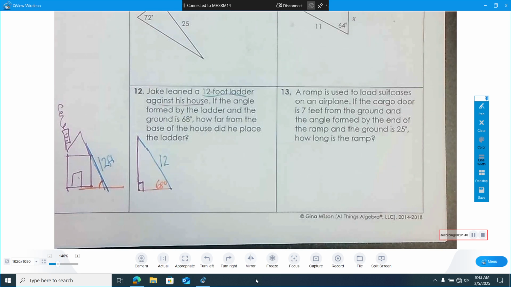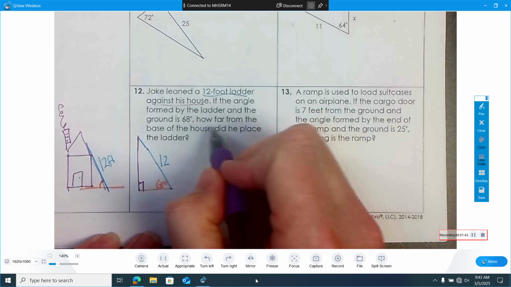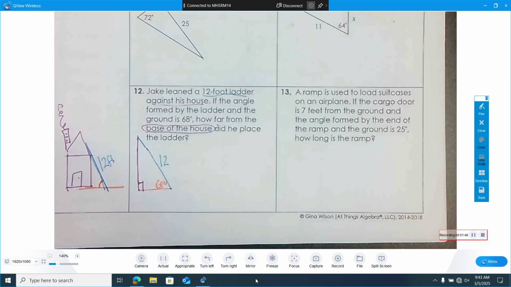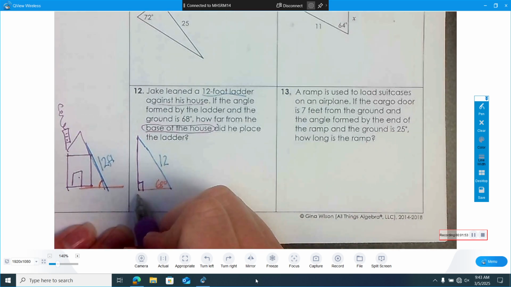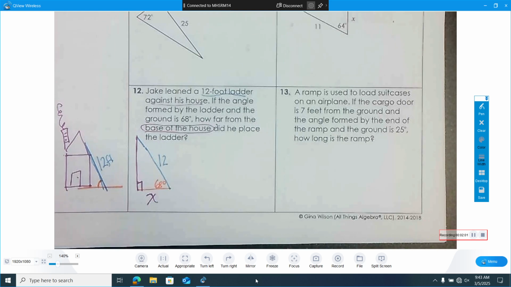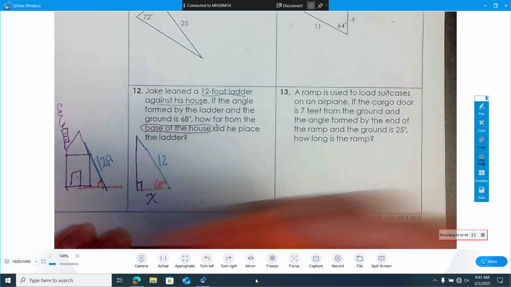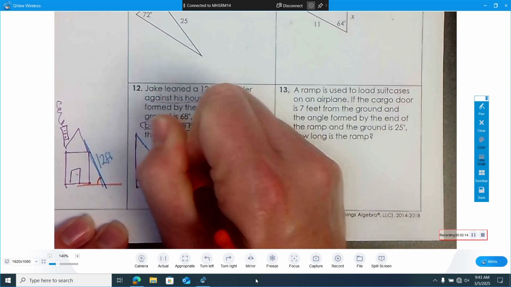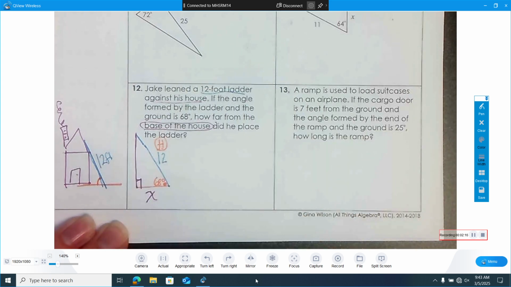There we go. All right, so we have this information, and then it wants to know how far from the base of the house did he place the ladder. If my house is over here, we want to figure out this base distance here along the ground. It's important when we have word problems that you read very, very carefully. All right, I have my important angle here. This angle is 68 degrees. And I have the hypotenuse of 12 because that's opposite my right angle.